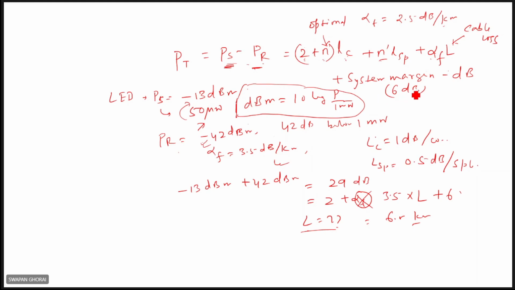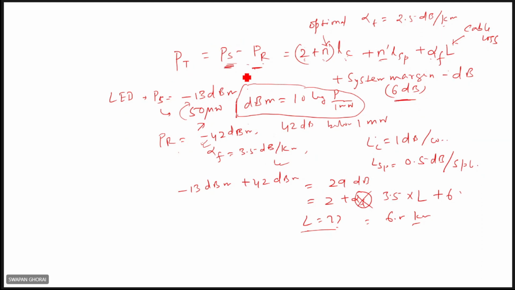Plus some system margin should be considered, that is 6 dB. That is because of aging, because of temperature variation, etc. Some additional loss should be considered, that is the system margin. That is generally 6 to 8 dB. Fairly, you can assume 6 dB.